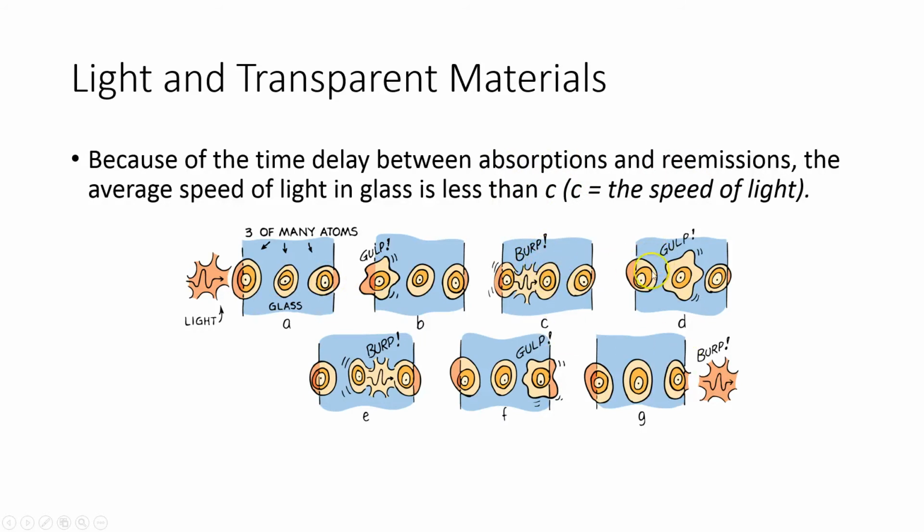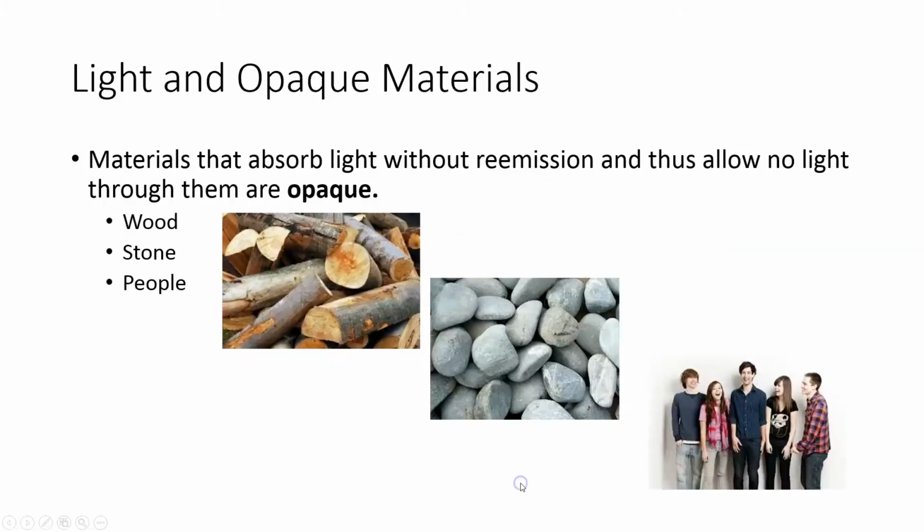And when it does that within the glass, it'll go slower than c, but then when it pops out the other side, it'll take off again and travel at the speed of light again because it has all its energy back and the glass is not taking any more. We've talked a little bit about transmission. The other way we see light and colors is through opaque materials. Materials that absorb light without any re-emission, so they don't allow that light to go through and then kick it out the other side, are called opaque. Some examples would be wood, you can't see through this, you can't see through the stones, and then there are some people here, and you don't really see through the people either.